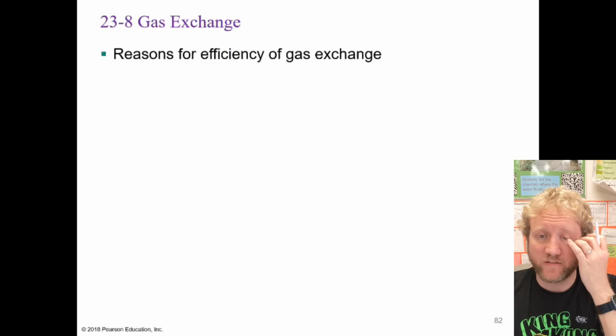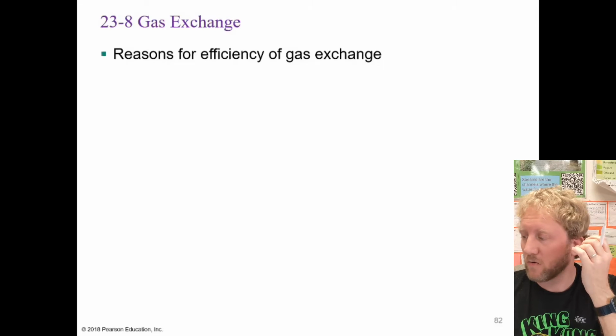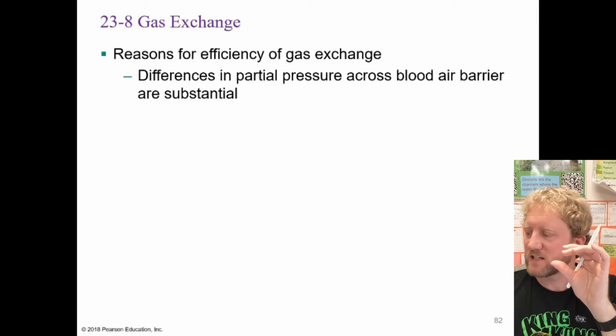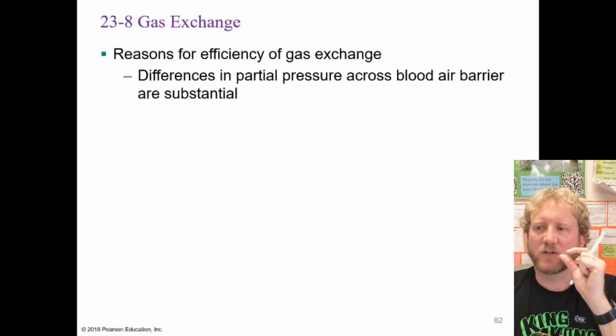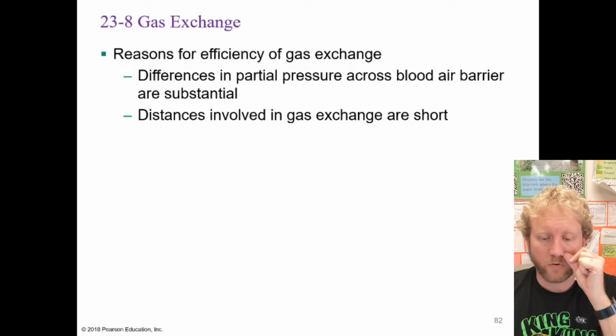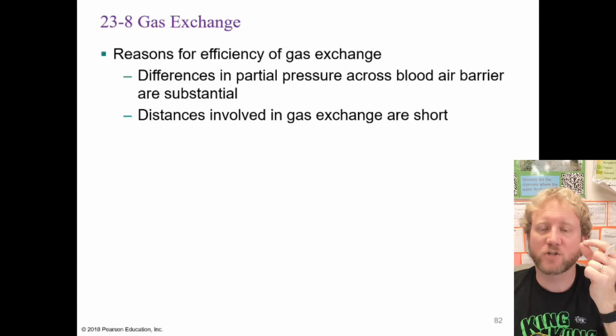Gas exchange is a very efficient process. I think we mentioned that a couple of videos ago, digging into it a little bit. The total amount of distance that they have to travel is very, very small. The amount of tissue that it has to dissolve through is very, very small. The partial pressures across the blood-air barrier are substantial.